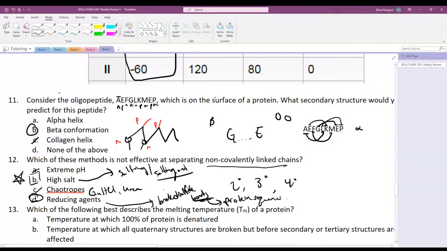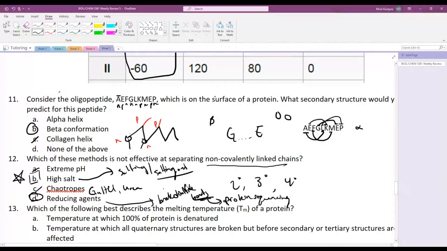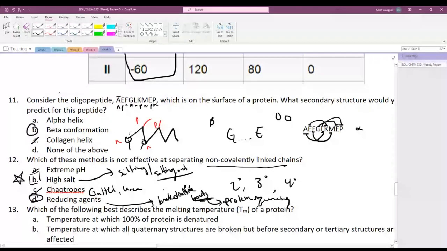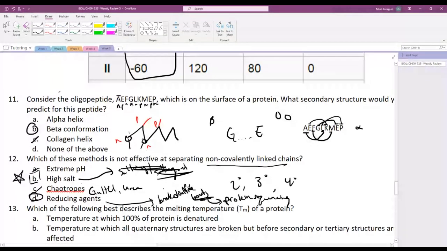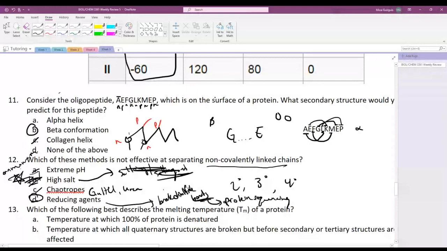And very briefly, I just remembered this high salt does not correspond to salting in and salting out. It's using salts like ammonium sulfate that are very, very strong salts to disrupt these chains. And so this is actually a wrong answer to this question because it can be used to separate these chains. So it uses stuff like ammonium sulfate. Okay, all right.